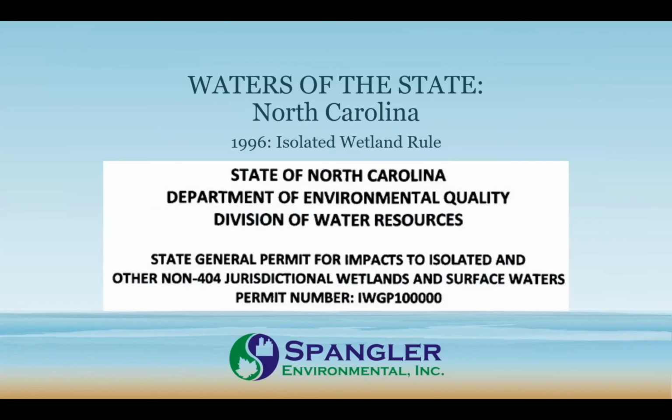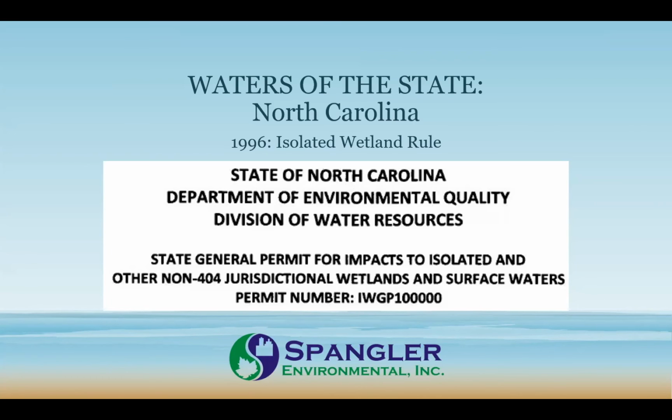So, waters of the state, the final topic here. As many of you probably know, North Carolina has had the isolated wetland rule in place since 1996. It's been updated and debated quite often since then, updated quite a number of times. I think the most recent was in 2017. But that is state regulation for what used to be called isolated wetlands and now are just called non-jurisdictional wetlands.